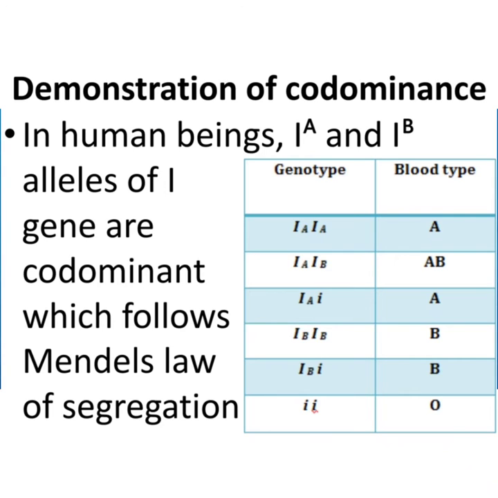I^A and small i, blood group is A. I^B I^B, the blood group is B. I^B and small i, the blood group is B. Where both are small i, the blood group is O.